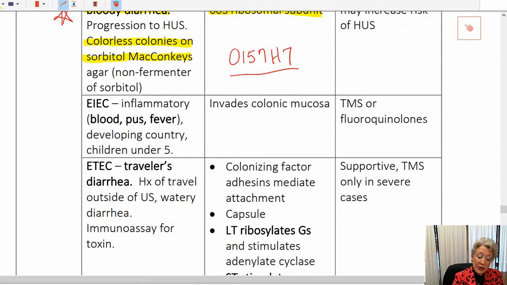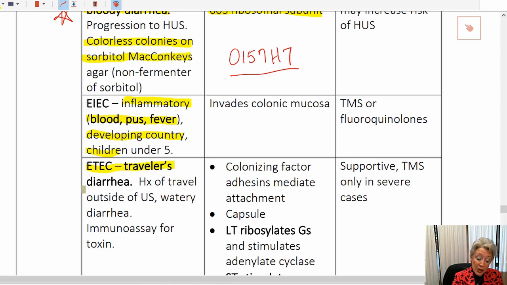EIEC is indeed an inflammatory diarrhea. So it does invade the bowel wall, causing blood and pus and fever. Remember, it's typically children in a developing world, so not so common in the United States.